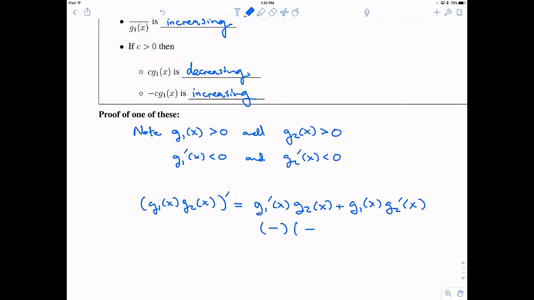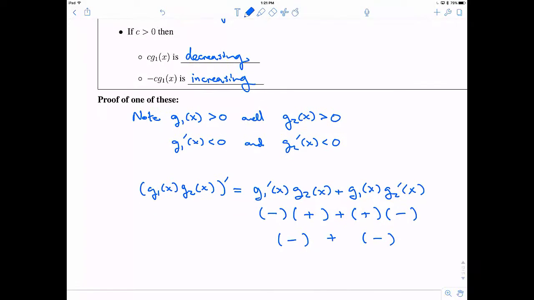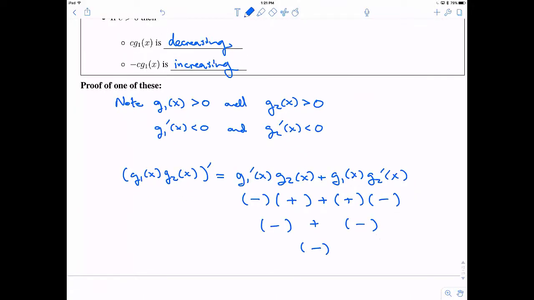So informally, we know that the derivative is negative and the function's positive. And so here, everywhere I see the function itself, g1 or g2, I plug in positives. Everywhere I see the derivative, I throw in negatives. Positive times a negative is always negative, and if you add two negatives, it stays negative. All right, so this is informally what's going to happen here.